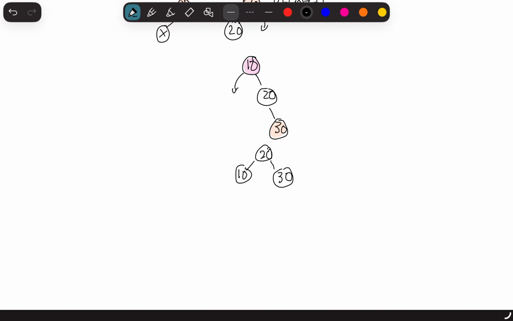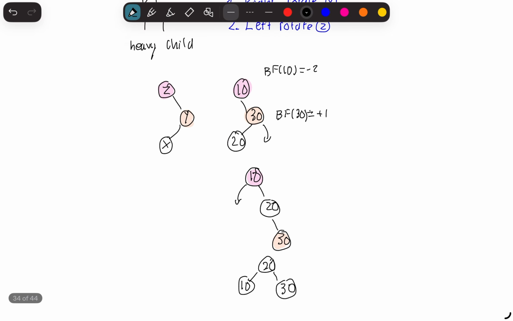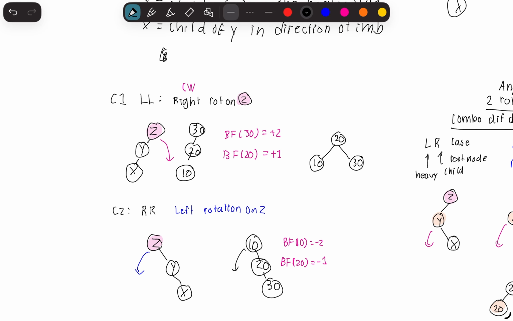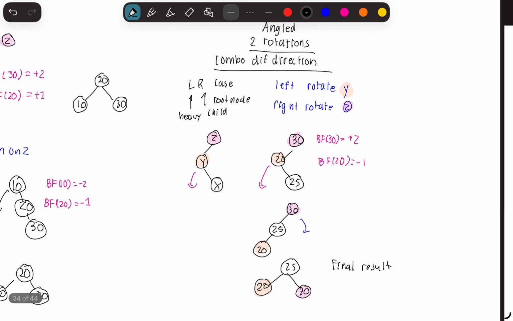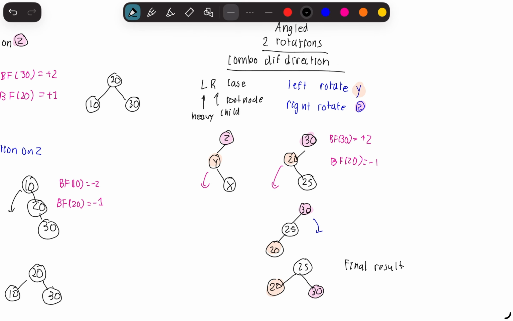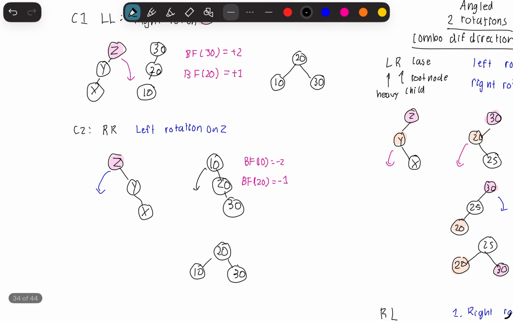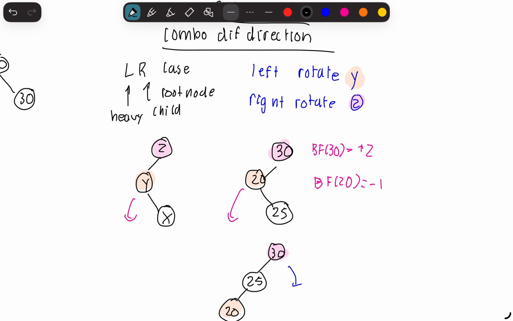So whenever you have a straight line like this where it's heavily skewed, that's how you know it's going to be a case where it's going in the same direction. But when you have an angle, or a kink inside of your tree, that means it's going to be a combination of different directions, and it's going to require 2 rotations. Here we only are required to do 1 rotation in order to restore the balance. So that's how we can tell what to do. Right rotation, left rotation, and overall, don't just rotate this one once, you have to rotate this one twice.